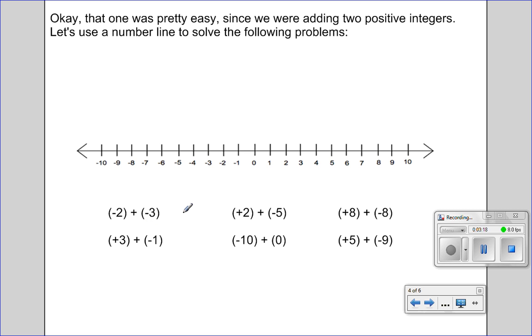Negative 2 plus negative 3. So our starting point is negative 2. And we have negative 3, so that means that we need to move left 3 spots. So 1, 2, 3. You can see that we are at negative 5.